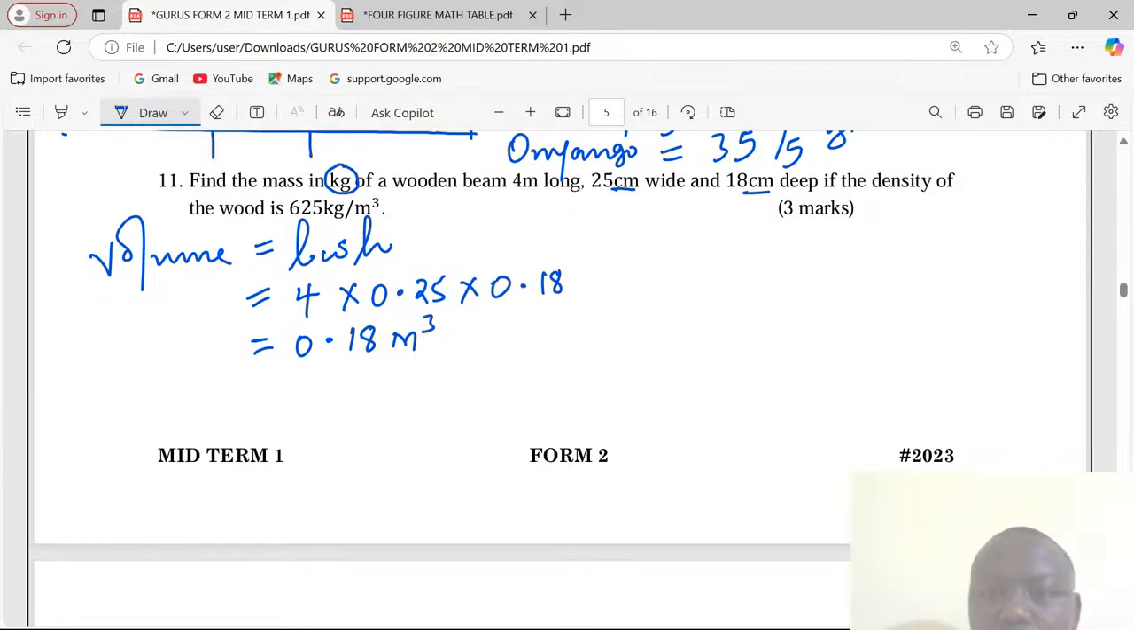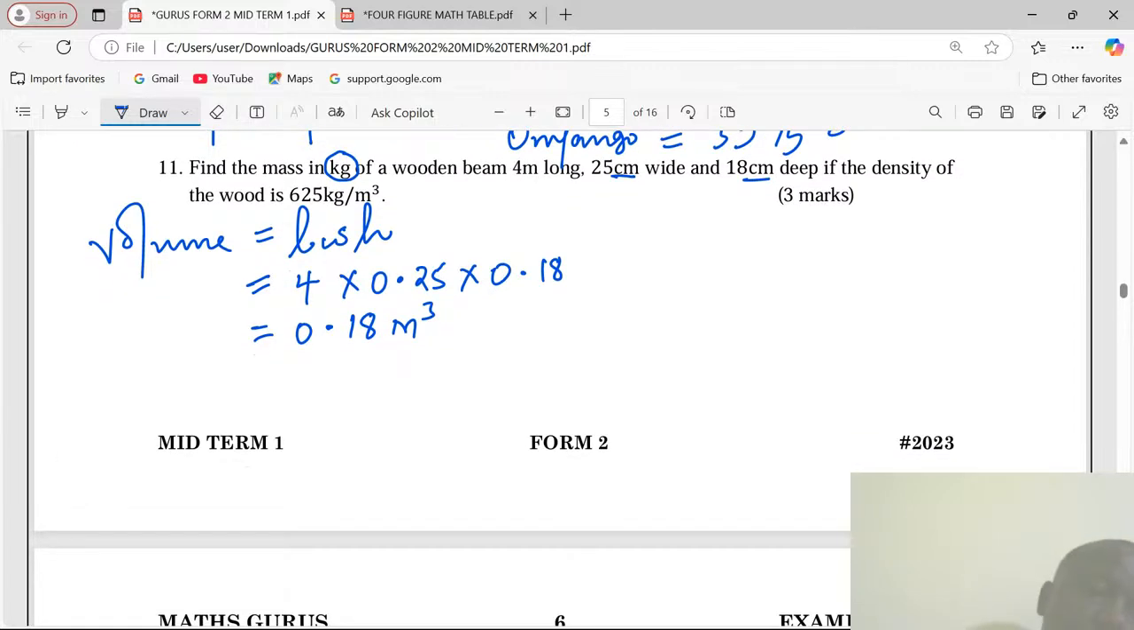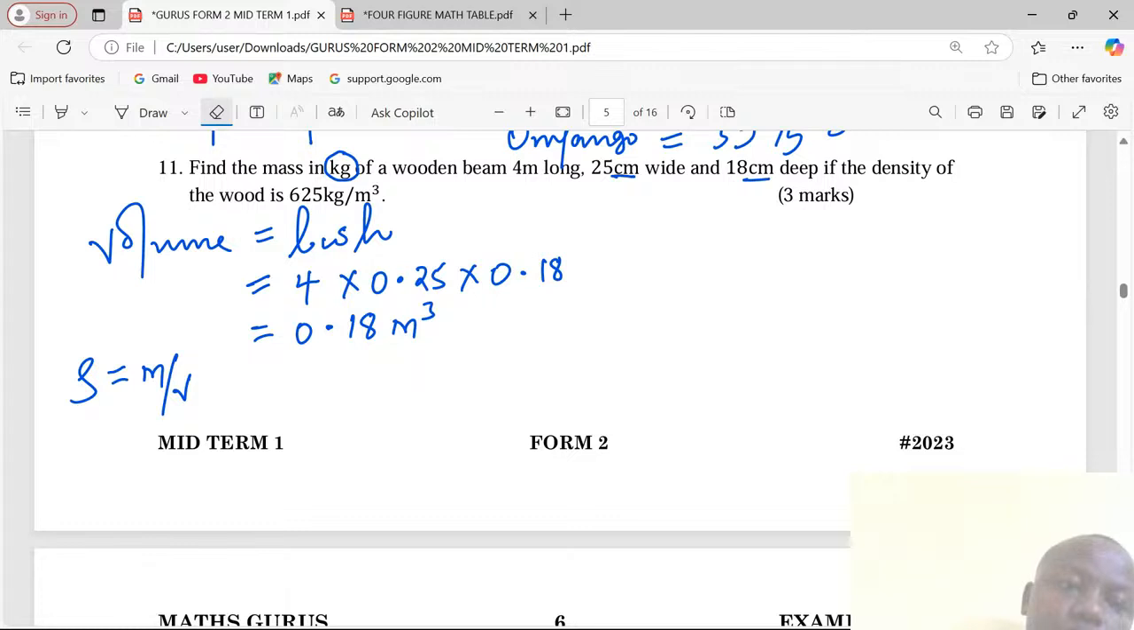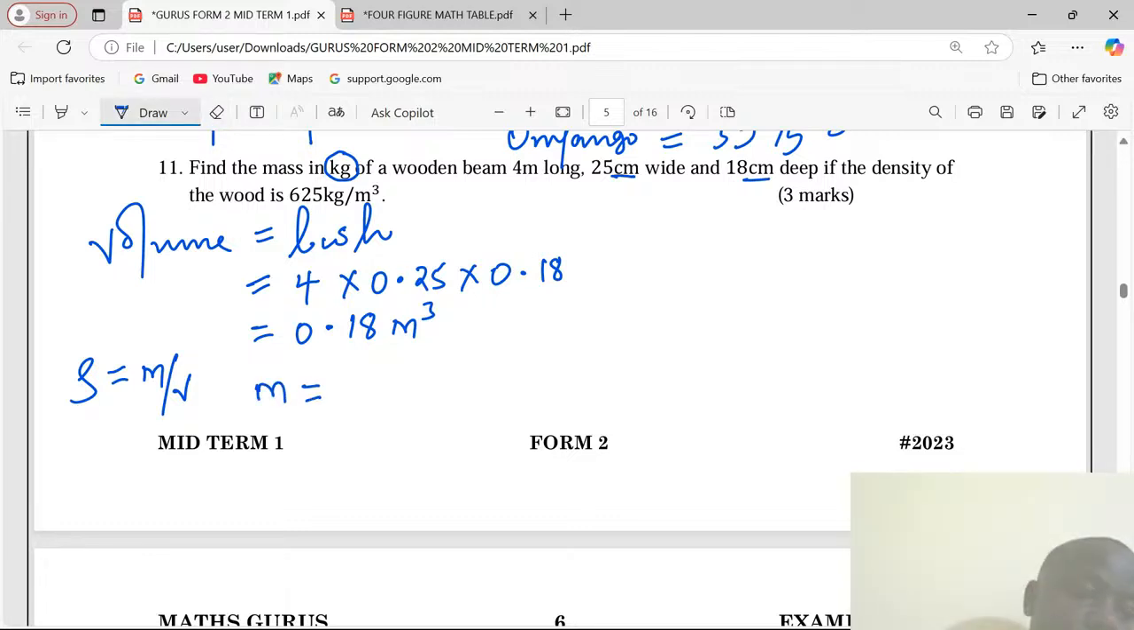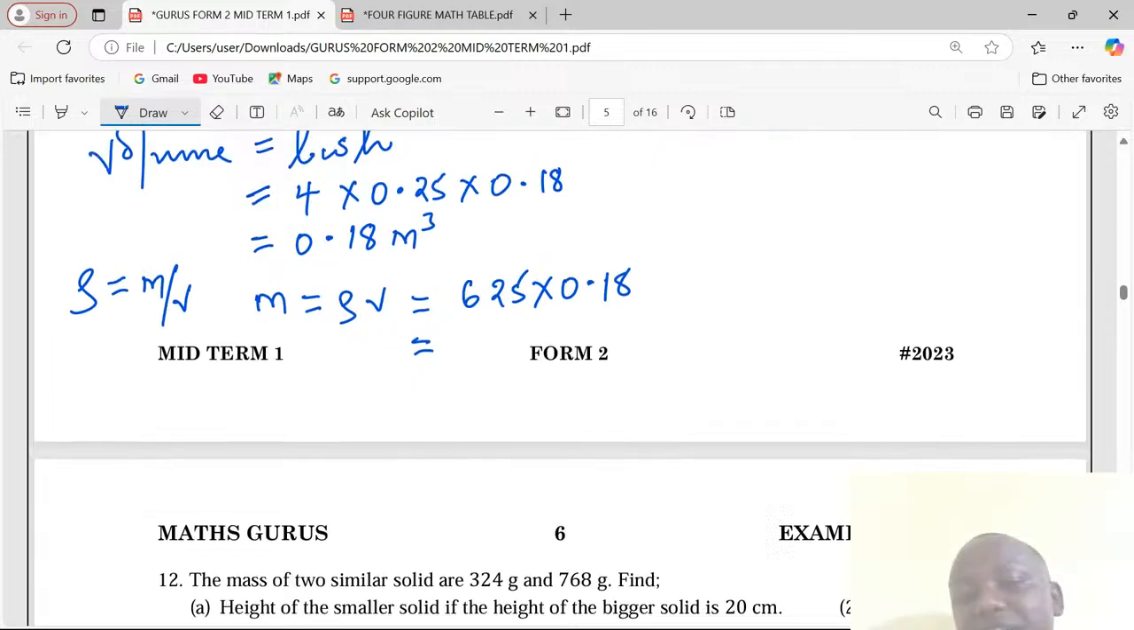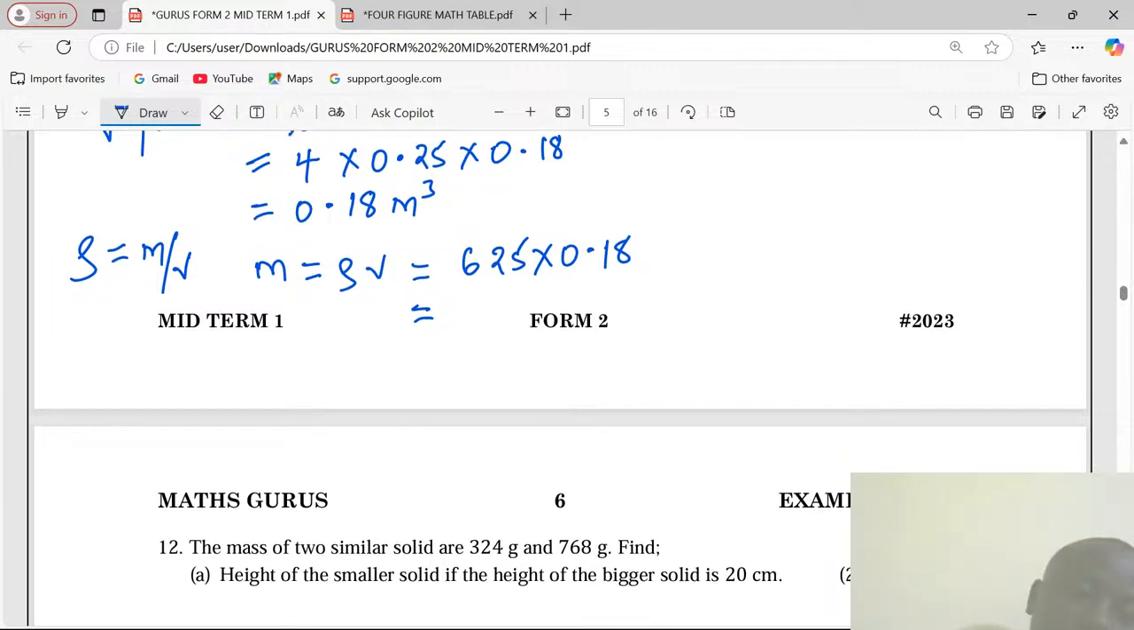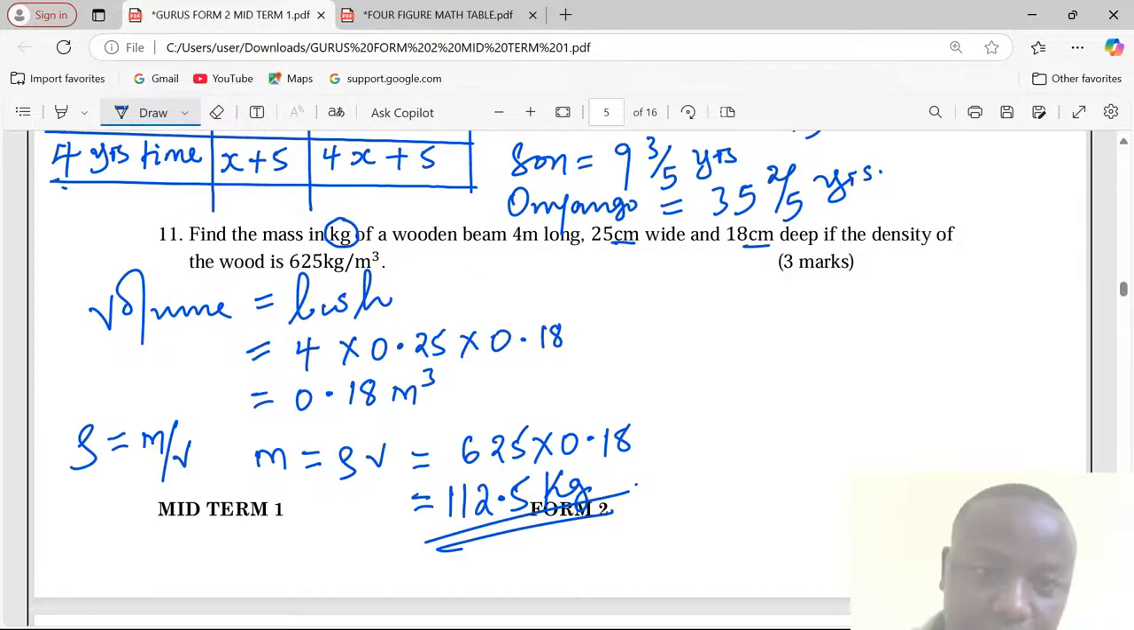Now with volume, how do we get mass? Remember that density equals mass out of volume. So for us to get mass, we need to multiply through by volume. Density times volume: a density of 625 and a volume of 0.18. This will give us a mass in kgs directly, 112.5 kilograms. A very simple question for 3 marks, so a student is just supposed to obtain the marks while relaxed.